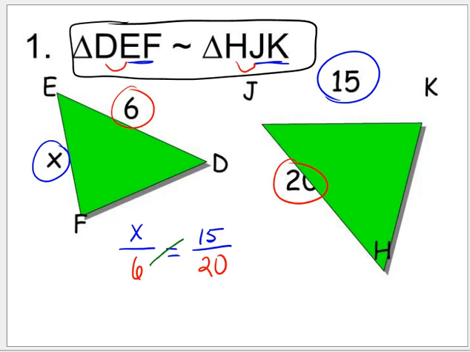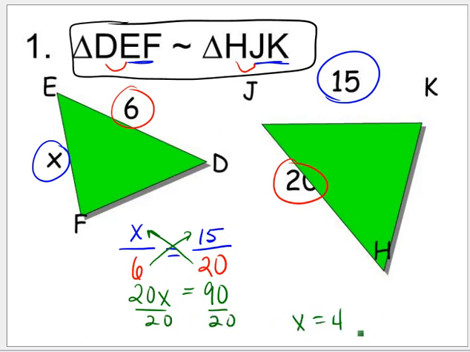What we're going to do now is finish this proportion by cross multiplying. I get 20x equals 90. Divide by 20 on both sides, and I'll get that x is equal to 4.5.